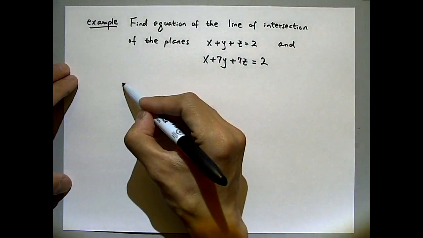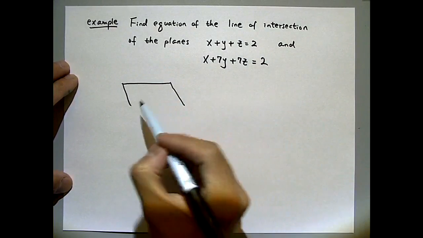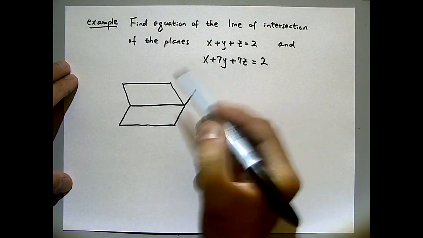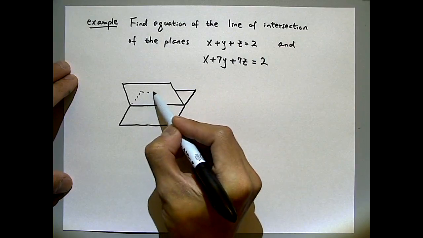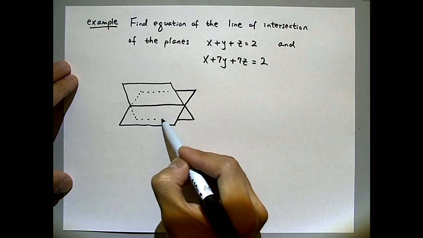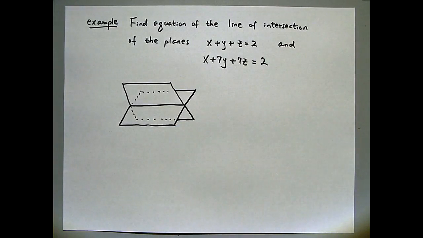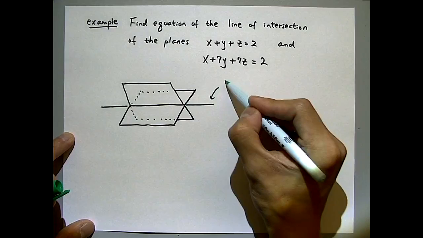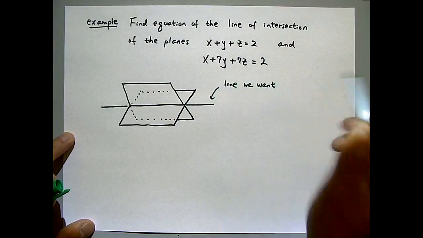Let's try to visualize this again. Here are my two planes. Okay, so once again, we're dealing with a three-dimensional situation on a two-dimensional paper. So we gotta have some kind of perspective thing going on here. But can you picture the situation in your head? Two planes intersecting each other? Yeah? This is the line we're looking for. So let me extend this line just a little bit. This is the line that we want.